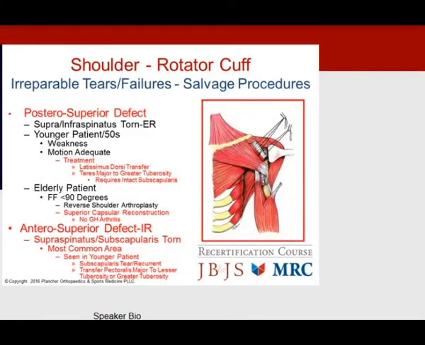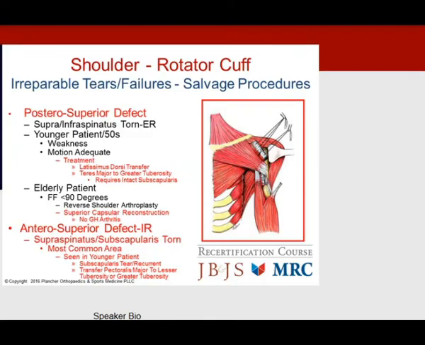These irreparable tears and failures can be salvaged. If you have a posterior superior defect in a younger patient with motion that's adequate, you can try a latissimus dorsi transfer or perhaps a teres major to greater tuberosity repair, but you know that you must have an intact subscapularis. In a more elderly patient where forward flexion is less than 90 degrees, you may consider a reverse shoulder arthroplasty or perhaps some of the newer procedures without long-term studies yet, like a superior capsular reconstruction.